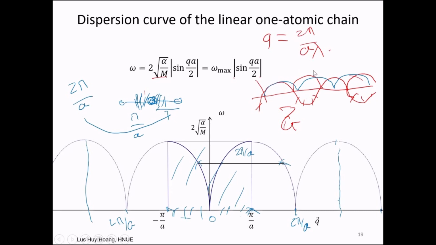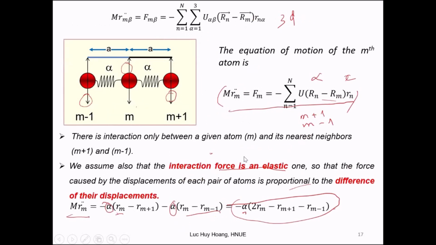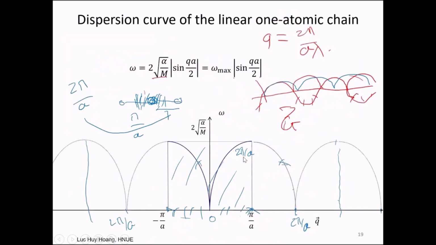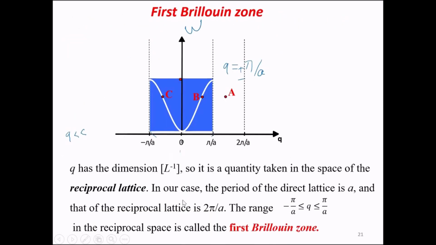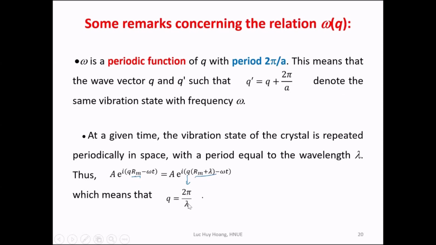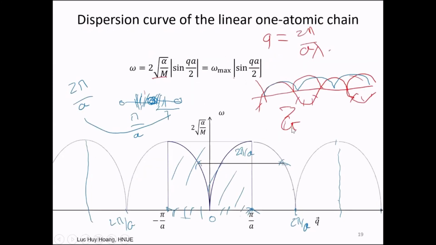Bởi vì q bằng 2π trên λ, đúng không ạ? Q bằng 2π trên λ, và như vậy thì nó là nghịch đảo của đơn vị chiều dài. Như vậy q bằng 2π trên λ cũng có nghĩa là nó sẽ cùng thứ nguyên với gì ạ? Với vectơ mạng đảo G, vì G bằng gì? 2π trên a, đúng không? Và như vậy thì khi ghép vào đây thì hóa ra cái mình đang xét nó lại nằm trong vùng Brillouin thứ nhất.